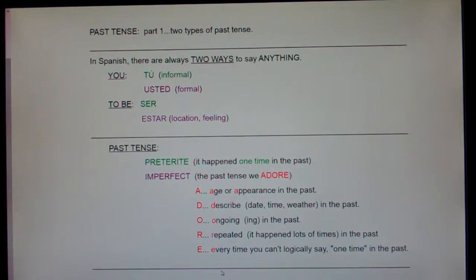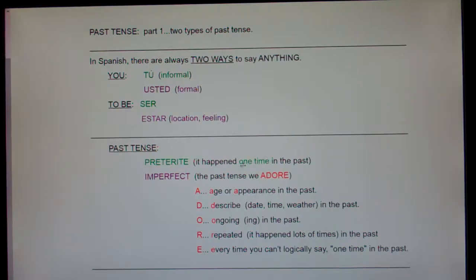Everybody, don't panic. Preterite is one type of past tense. Preterite means it happened one time in the past. Everybody say that. Preterite means it happened one time in the past. Like on June 3rd, I broke my foot. He lost his car keys yesterday. She waved at me while she was crossing the street yesterday. Last month, I had taco salad at a really nice restaurant with my wife. All of those would be preterite.